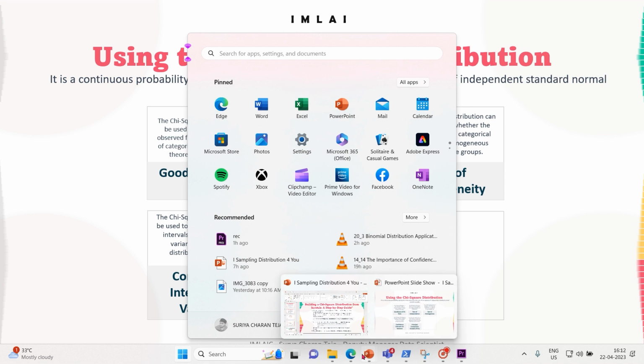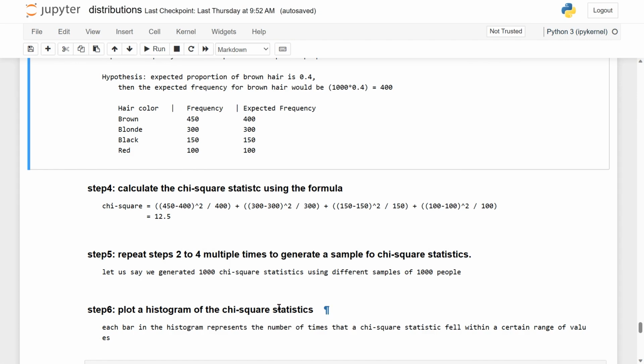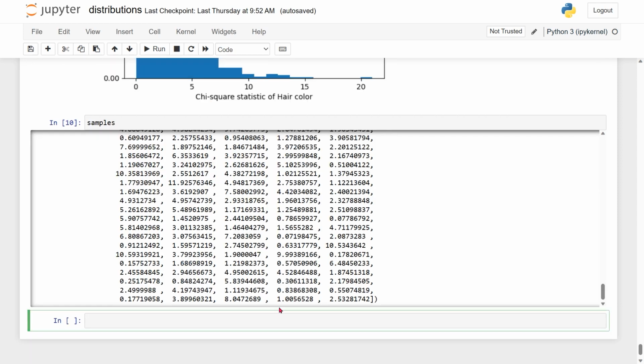So let's get into this one here. Imagine you are flipping a coin and want to see if it is fair or not. That's my target. If it has an equal chance of landing on heads or tails, then it is fair. So we have to determine whether a coin is fair or not.